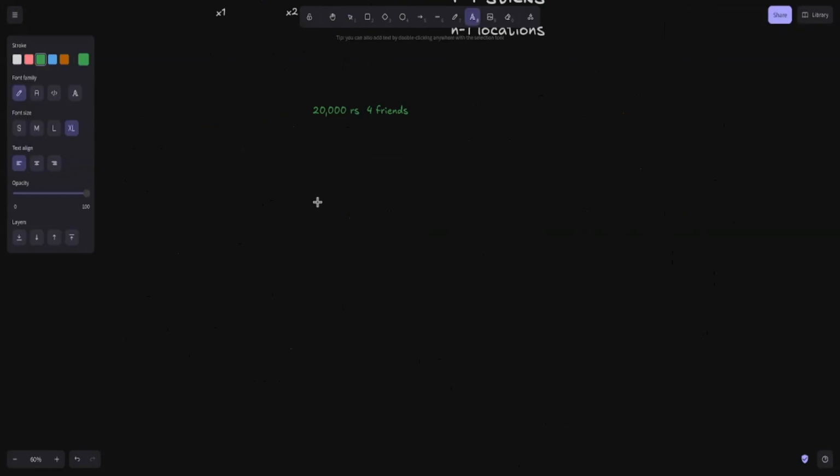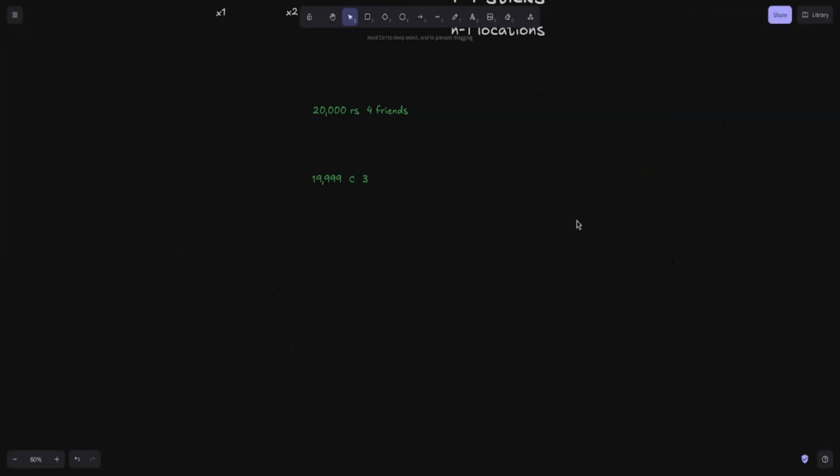So what is n minus 1? 19,999 is my n minus 1, C, and what is my r minus 1? 4 minus 1, that is 3. This is my answer. You can solve these problems in one line. That's how easy it becomes. So this is how we are going to solve counting.